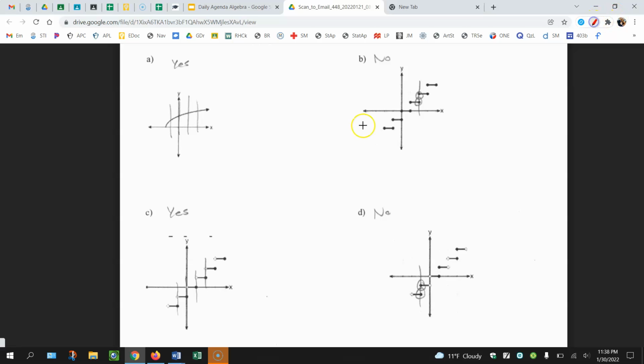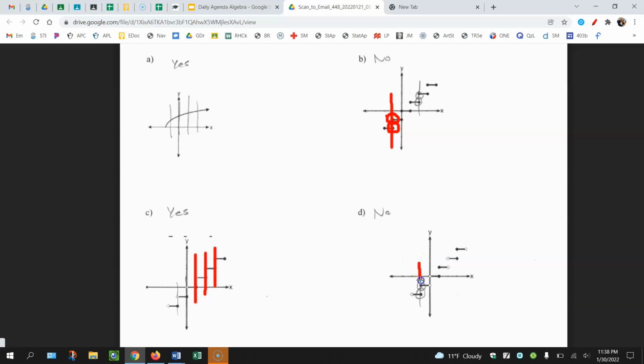Let's try this again. If I draw a vertical line here, it's going to hit that closed circle and this closed circle. So that's going to make this fail the vertical line test. This is going to pass the vertical line test because for all these vertical lines, you have one open circle and one closed circle. So it's only ever hitting once, just at the closed.